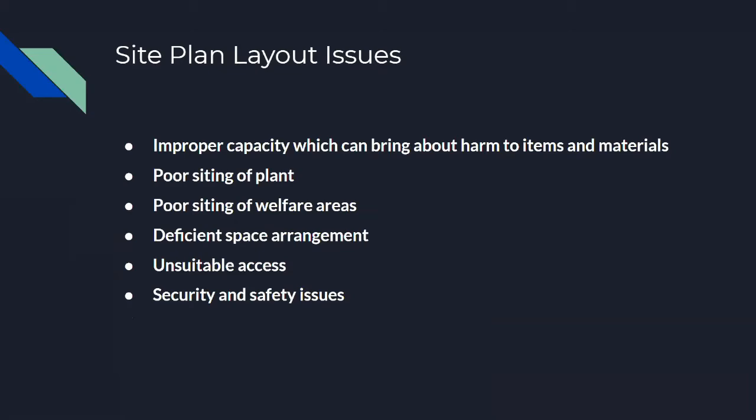To continue with the site layout plan, as with everything, you will run into issues if you do not properly prepare. Some of these problems are caused by improper capacity, which could bring about harm to items and materials. Simply poor siting of the plant as well as poor siting of welfare areas. A big one is deficient space arrangement, which will cause a domino effect and cause other major problems and hefty delays. Also, unsuitable access, or no concrete ways to enter the site that makes sense. And lastly, and very important, is security and safety issues.